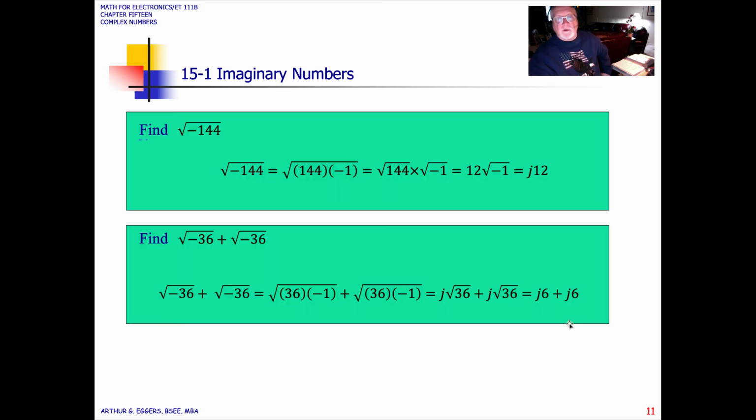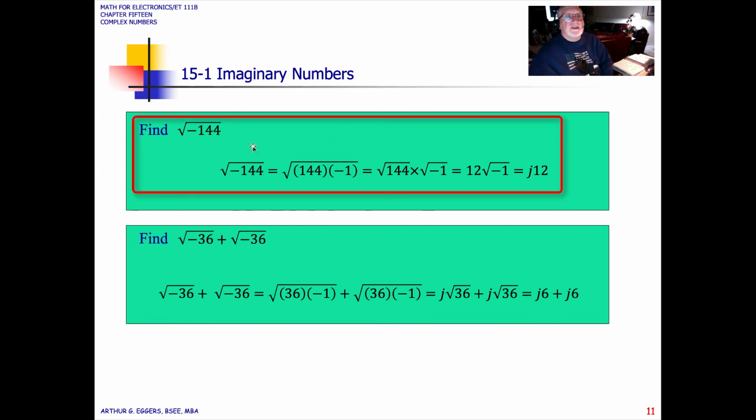So the J operator. As we start looking at examples here, let's take a look at the square root of minus 144, where we do just like we did before. We factored out the minus 1, and what we end up with then is 12 times the square root of minus 1, or j12. What if we have two terms that we're adding together?